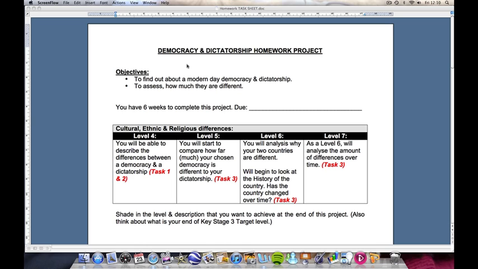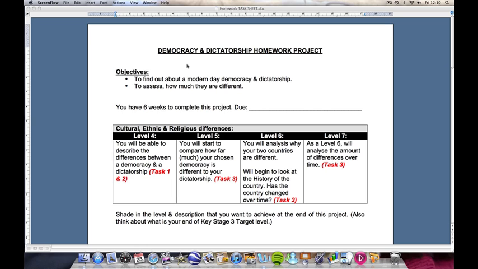One way in which you can do this is to place those countries in their historical context. Why is it that one country may have always been a dictatorship and another always a democracy? What is it about those countries that has evolved that particular type of government? Level 7 will be the same as level 6, but you will analyse the amount of difference and the amount of change that has taken place over a much longer period of time.